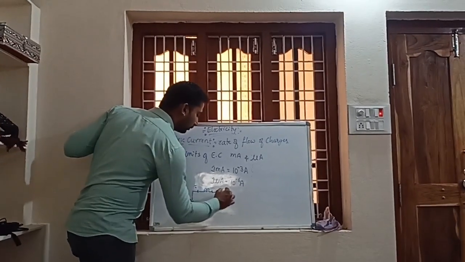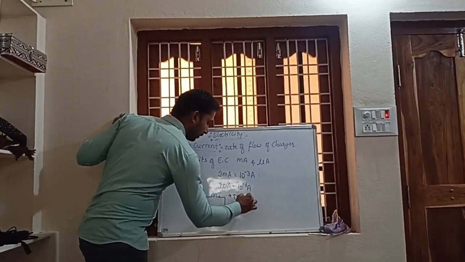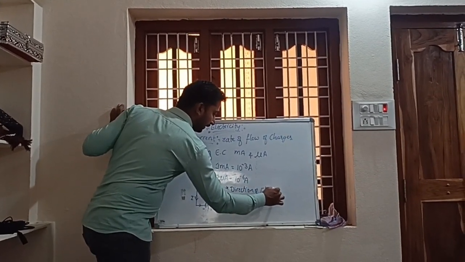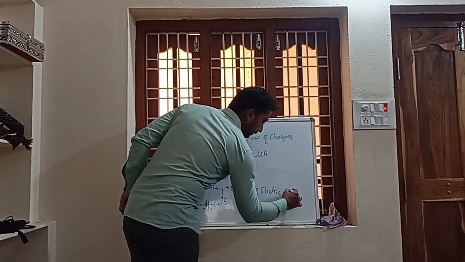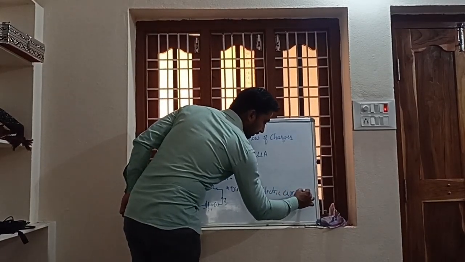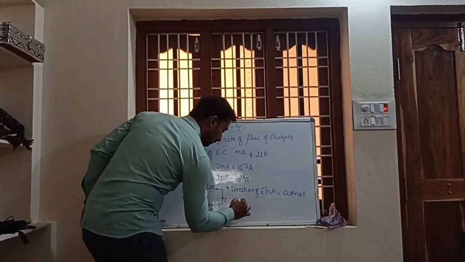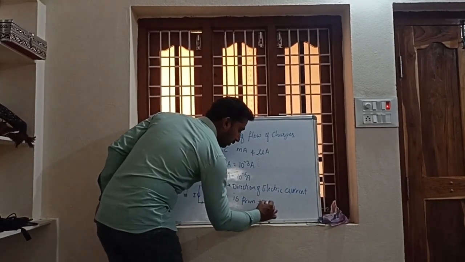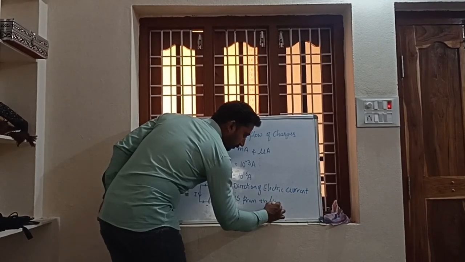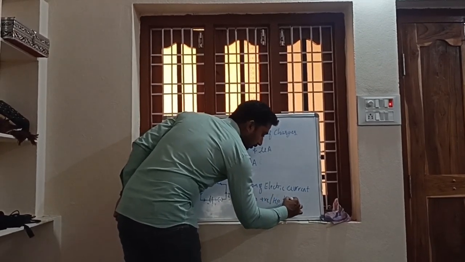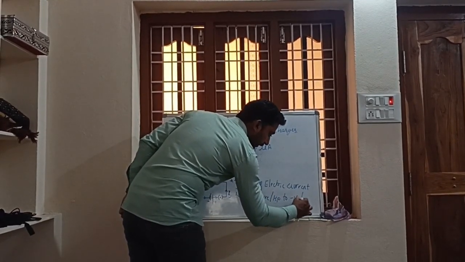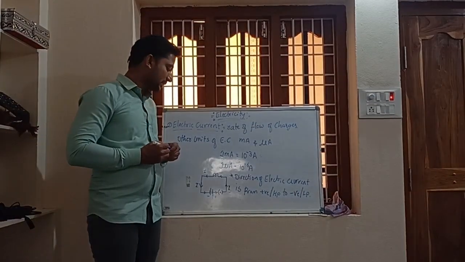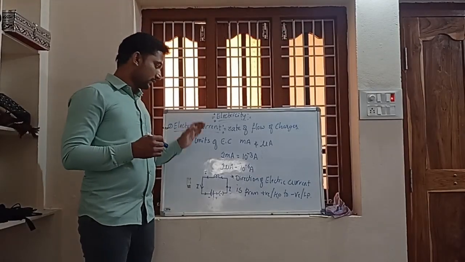This is the conventional direction of an electric current. So the direction of electric current is from positive, or high potential, to negative, or you can say low potential. And you have to understand one thing.